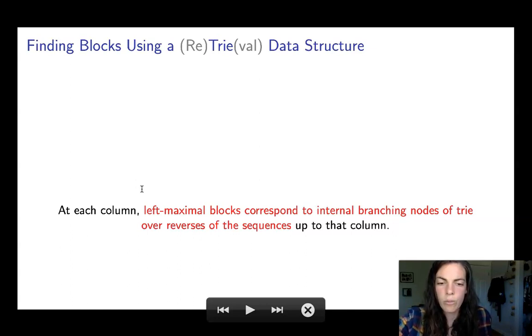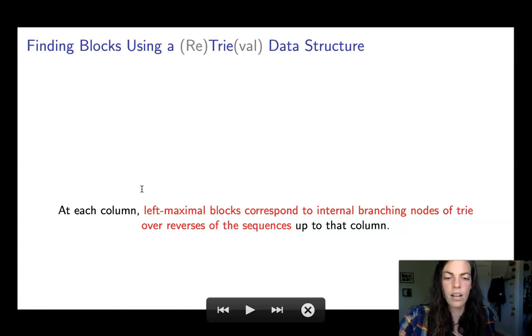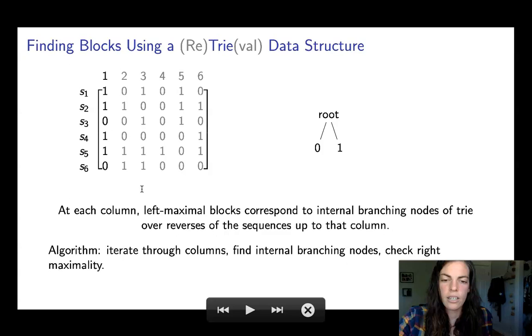At each column, left maximal blocks correspond to internal branching nodes of the trie, built over the reverses of the sequences up to that column. And so, to find all blocks in the input matrix, we can iterate through each column, build a trie using the reverses of the sequences, and find internal nodes. Alenko et al. achieved an optimal runtime using this method by showing that we don't need to explicitly compute the entire trie, but we can instead store and update a positional Burrows-Wheeler transform, which is just a few length k arrays, and find the internal branching nodes from there. Let's take a closer look at these tries.